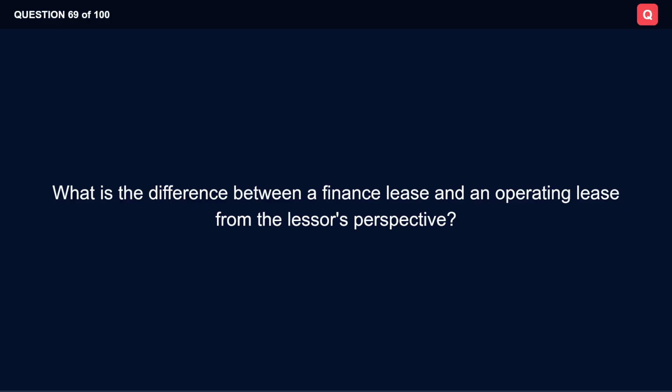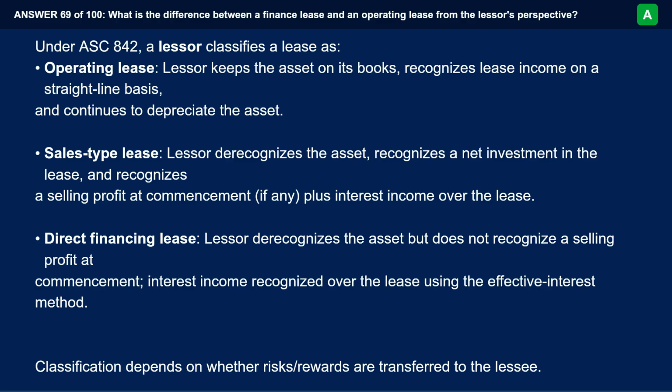What is the difference between a finance lease and an operating lease from the lessor's perspective? Under ASC 842, a lessor classifies a lease as an operating lease: the lessor keeps the asset on its books, recognizes lease income on a straight-line basis, and continues to depreciate the asset.